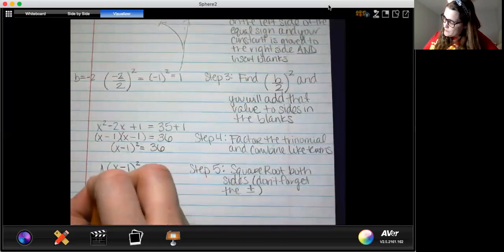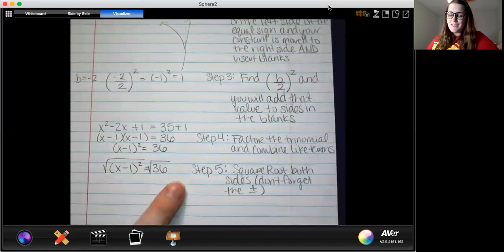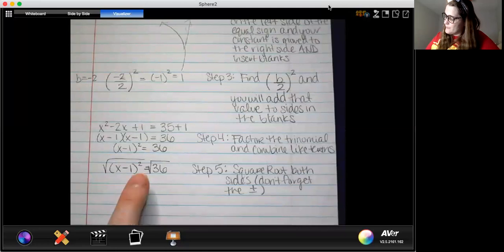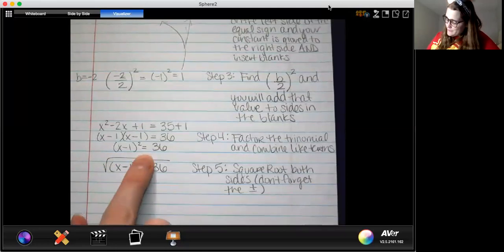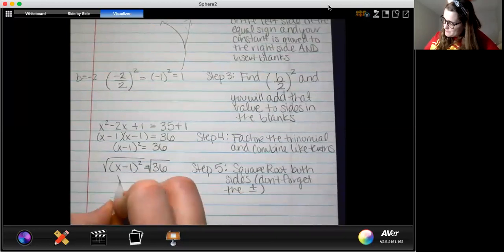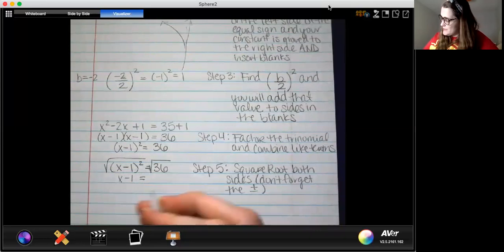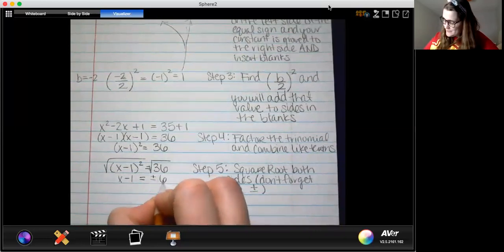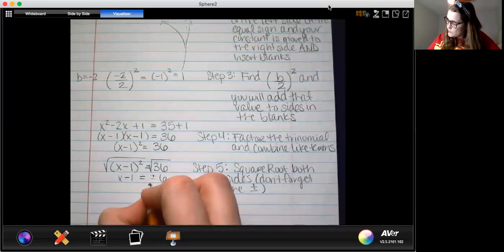So we're going to take a square root of both sides. Okay, it has to be on both sides. You can't write a square root over the whole thing because it's not mathematically correct. So the square root of x minus 1 squared is just x minus 1. And the square root of 36 when solving is plus or minus 6. Okay, so very important. Don't forget.